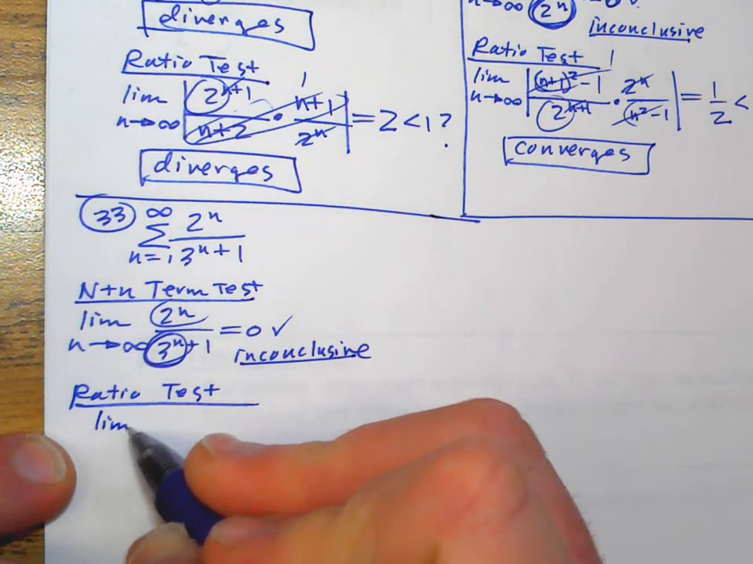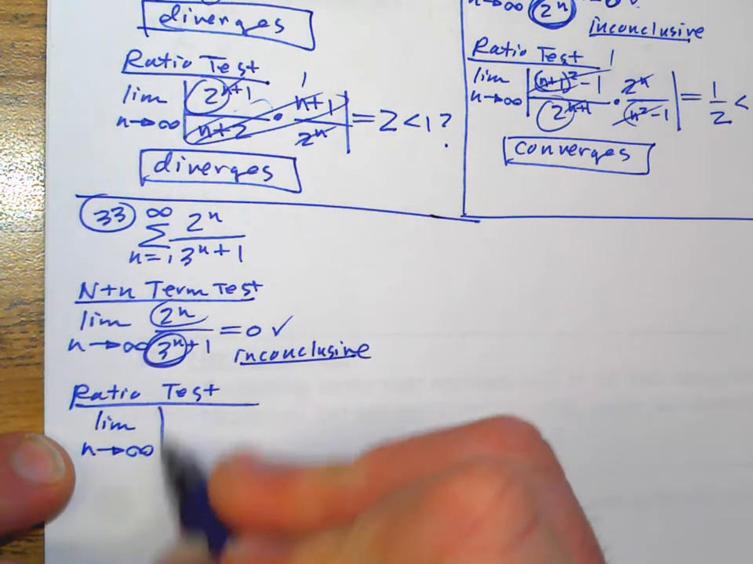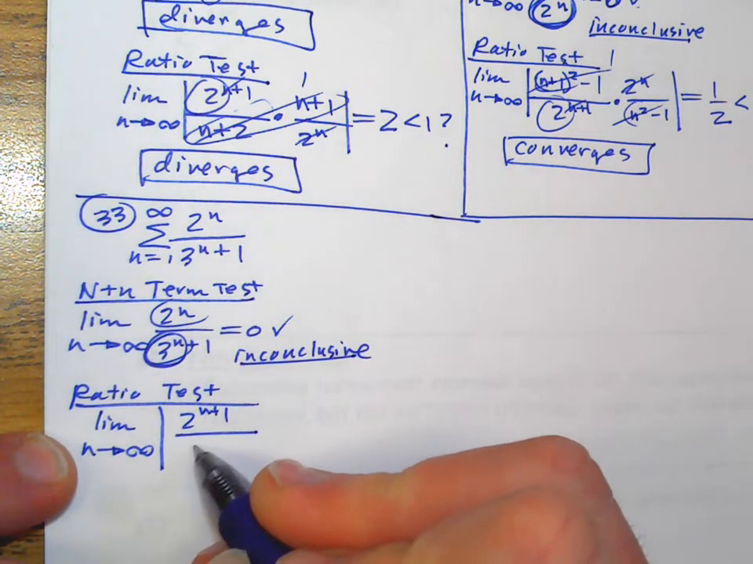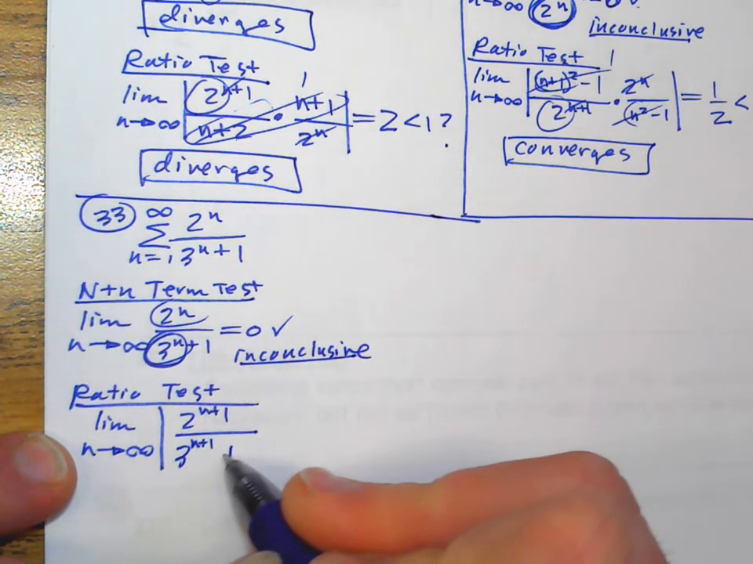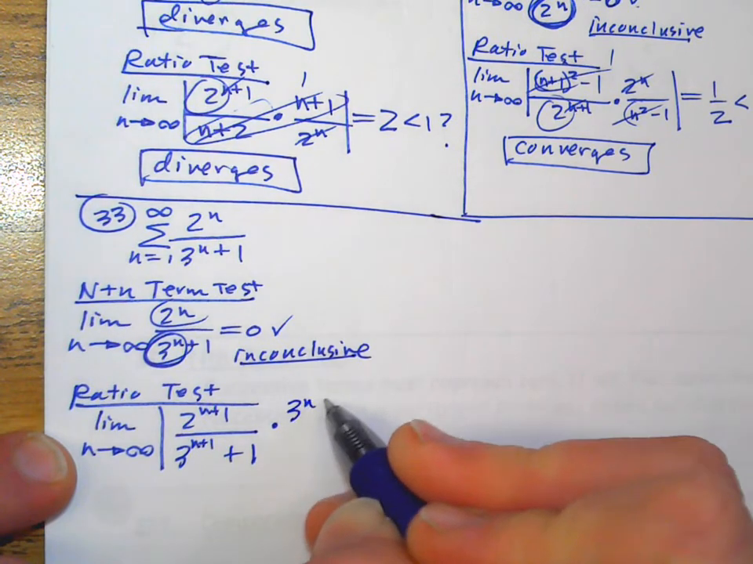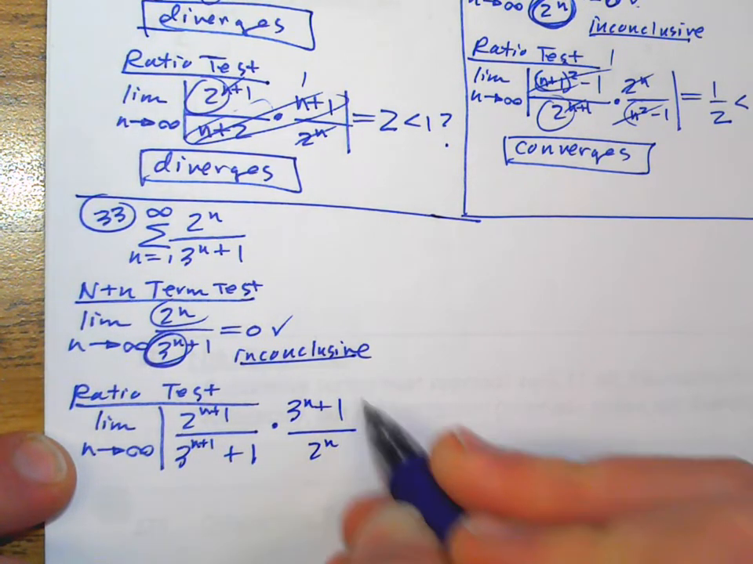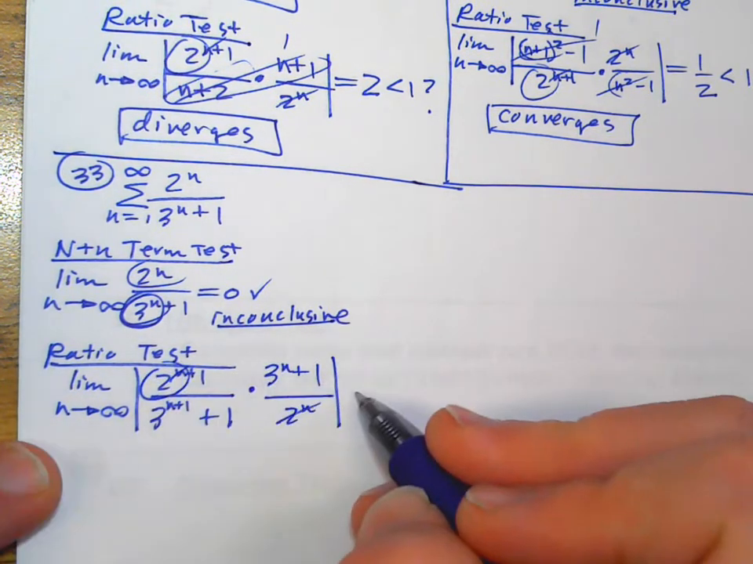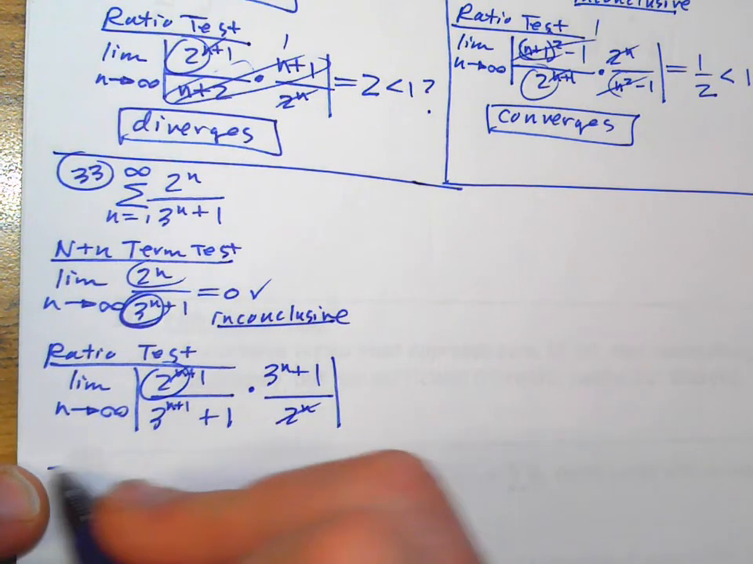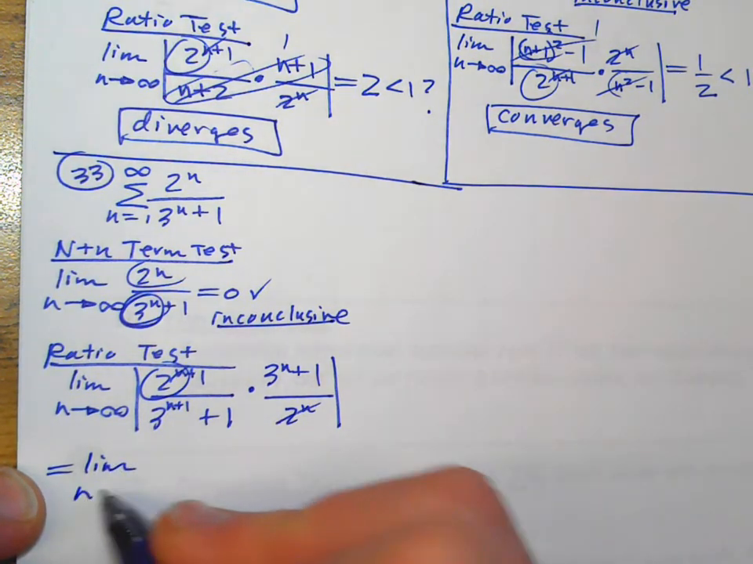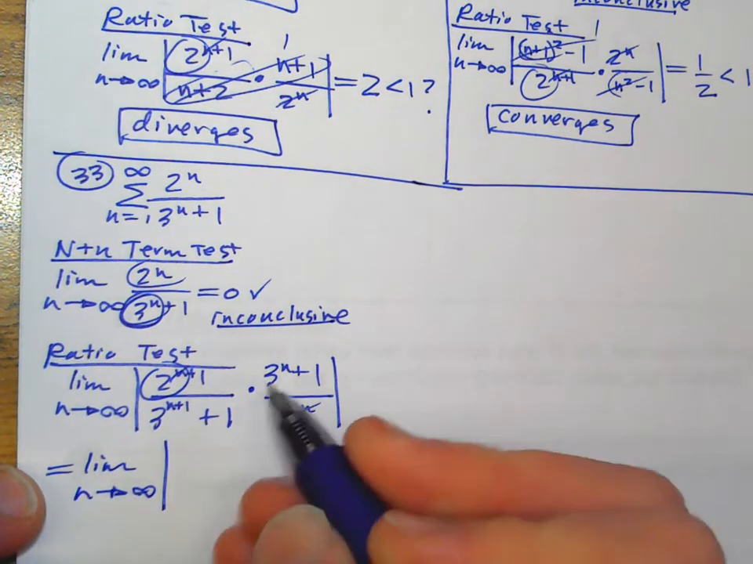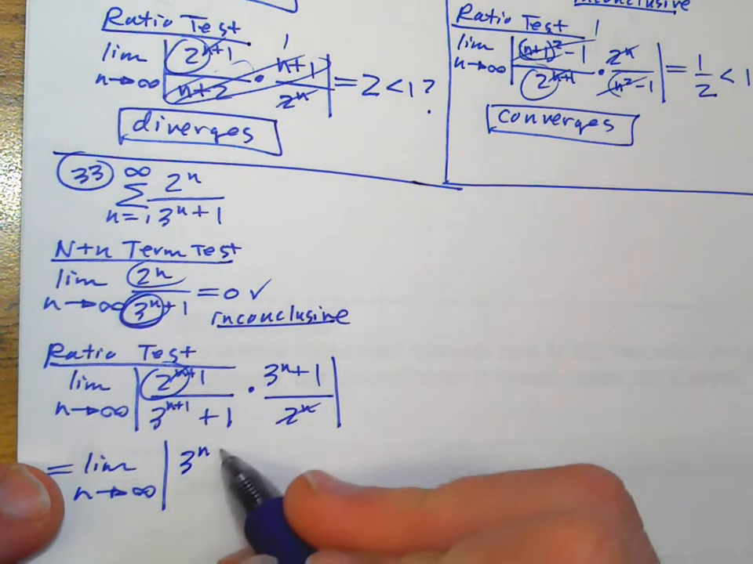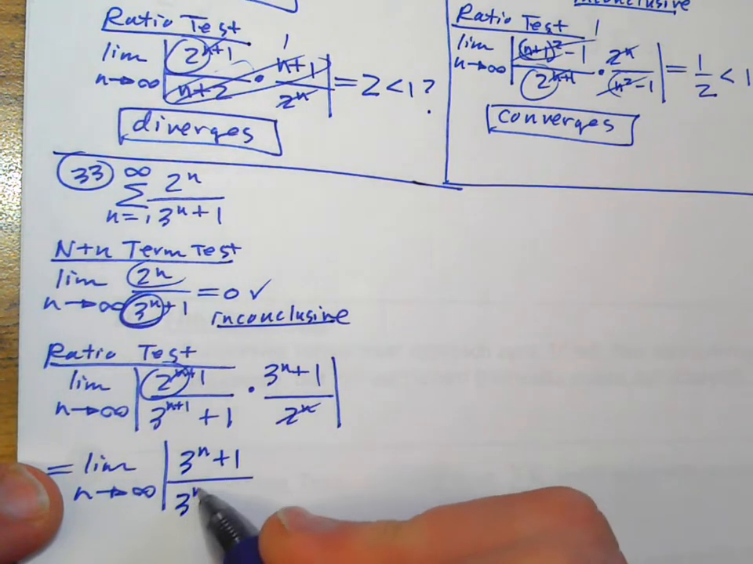Limit as n goes to infinity, absolute values of 2 to the n plus 1 over 3 to the n plus 1 times 3 to the n plus 1 over 2 to the n. Rules of exponents could work on those ones. At some point I'm starting to get lazier and just do more work in there. But if I want to be a little slower, I could say, okay, let's do this. 3 to the n plus 1, or 3 to the n plus 1 plus 1.